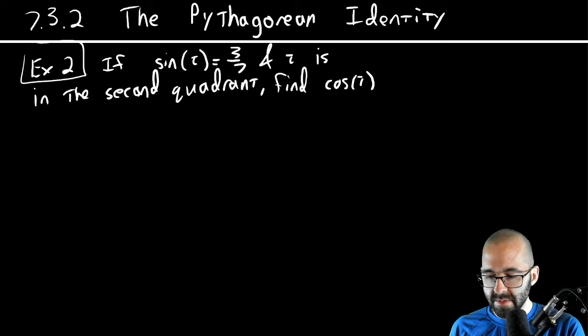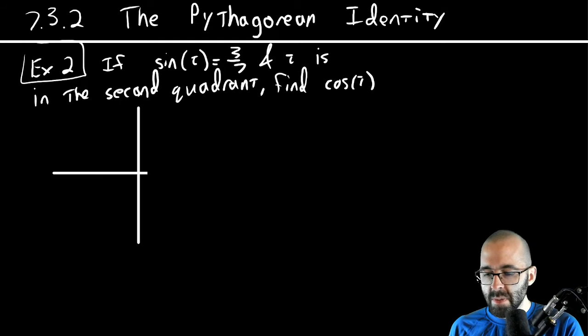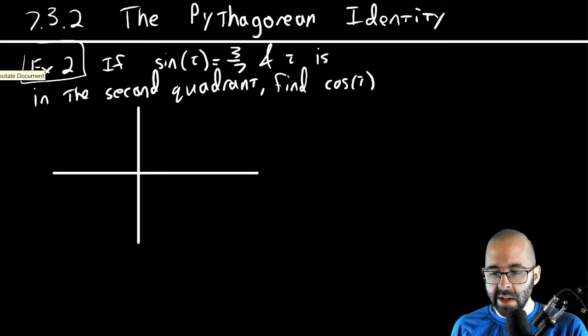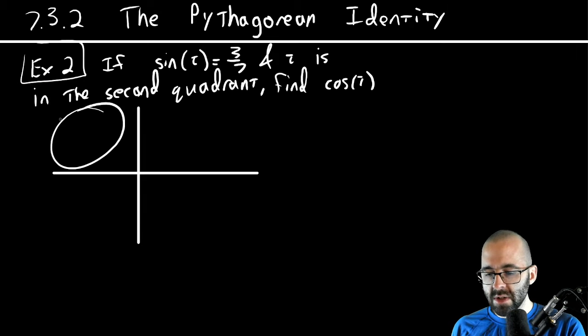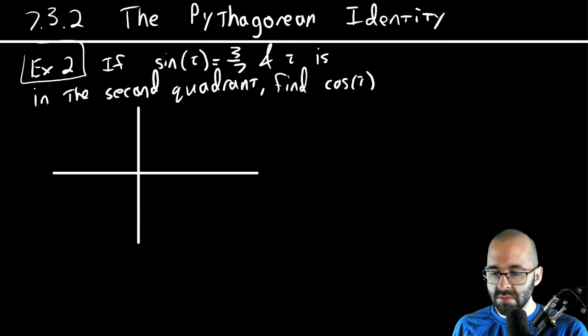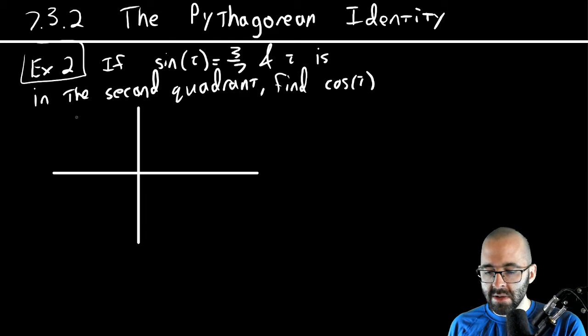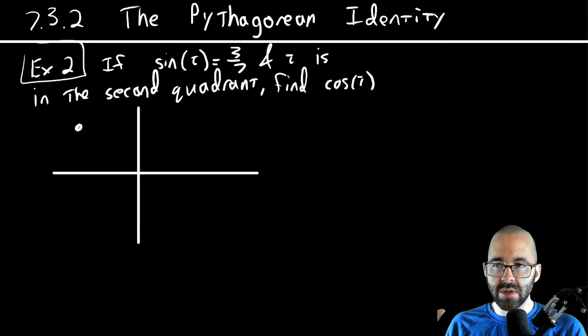So let's draw a picture, okay? Whenever you can draw a picture in Trig, and in most math, it's a good idea to do it. So t is somewhere in the second quadrant, which means over here. I don't know where, I don't know how big t is. We haven't figured that out yet. So just draw something anywhere in the second quadrant. It doesn't matter.